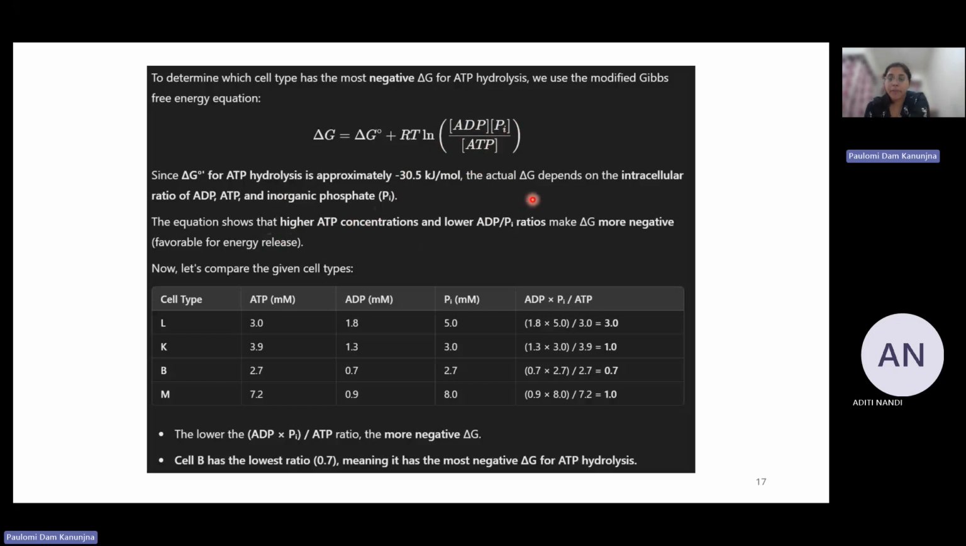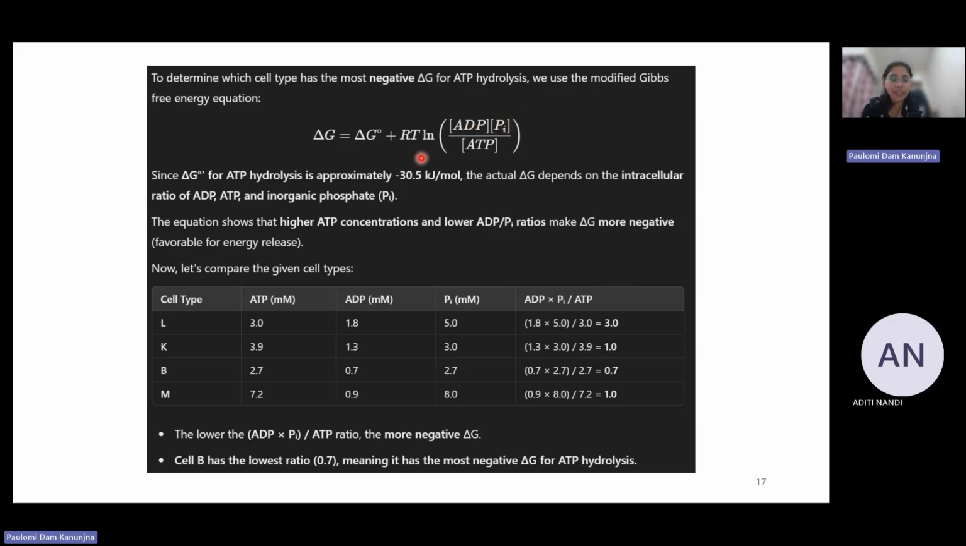This is what you need to remember. If you have lower ADP and PI and higher ATP, you have a more negative delta G. So if you remember this concept, or this trick, or this idea, then it becomes very easy. What you need to do is just calculate this part.